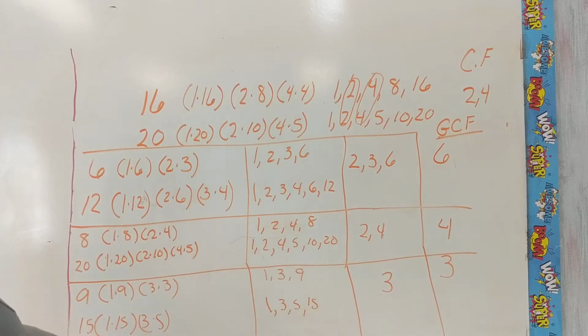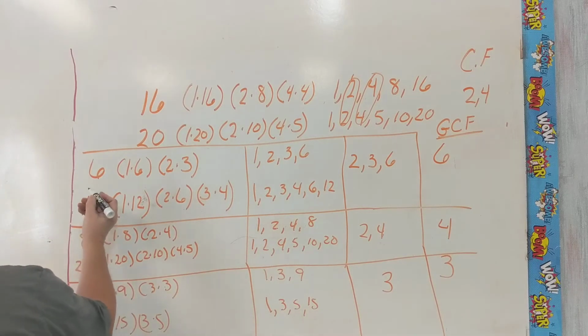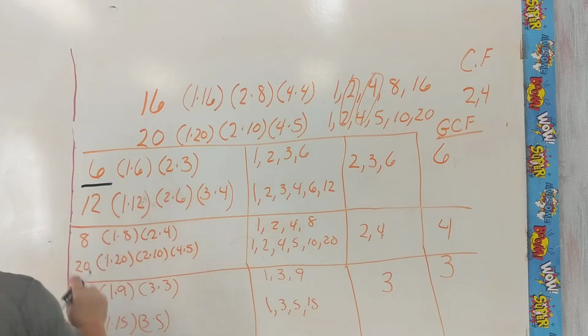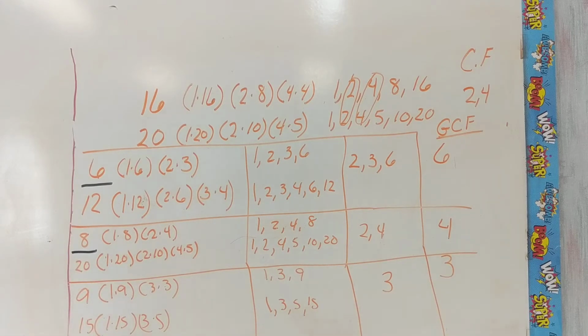All right, so if we put a fraction bar right here, we have the fraction 6/12, right? If I put a fraction bar right here, I have the fraction 8/20. And if I put a fraction bar right here, I now have the fraction 9/15. Now there is something that is similar on all three of these fractions, 6/12, 8/20, and 9/15. What is similar about all of them is that they can be reduced to lowest terms. Let me show you what I mean by that.